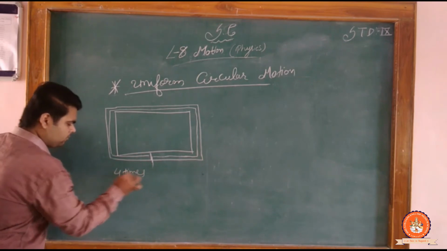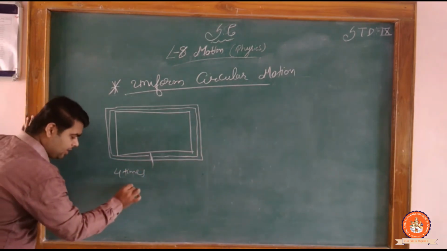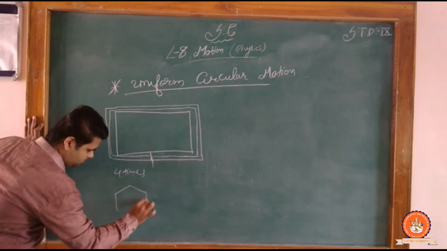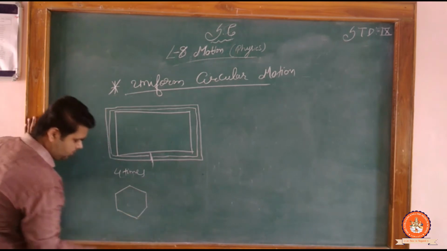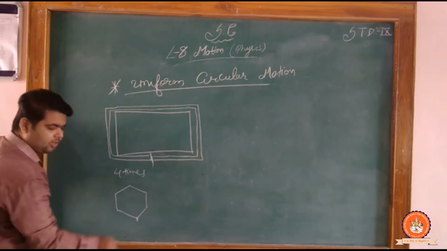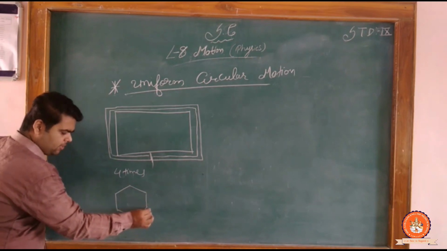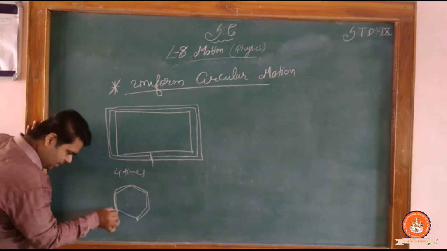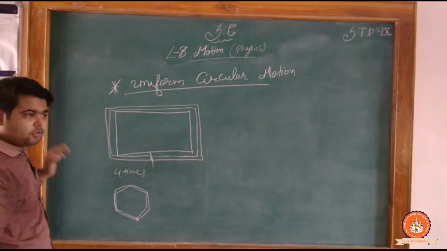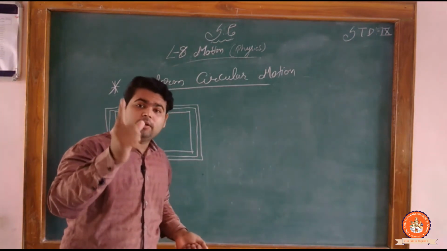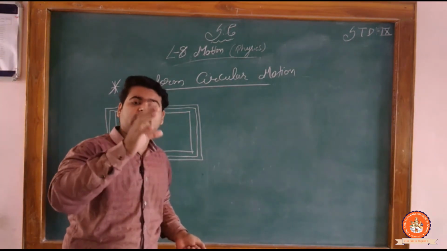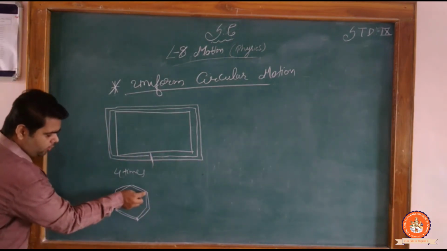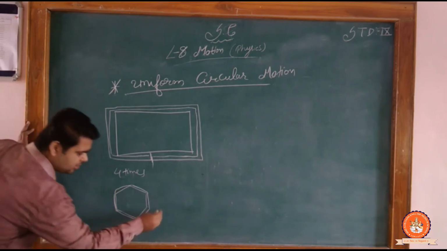Okay, good. Now suppose there is a hexagon. Clear? From here we start the speed, go from this side, then change, change, change, change, change. To complete one round, or the full distance, or we can say one revolution, how many times had they changed? Sir, 1, 2, 3, 4, 5, 6. 6 times.